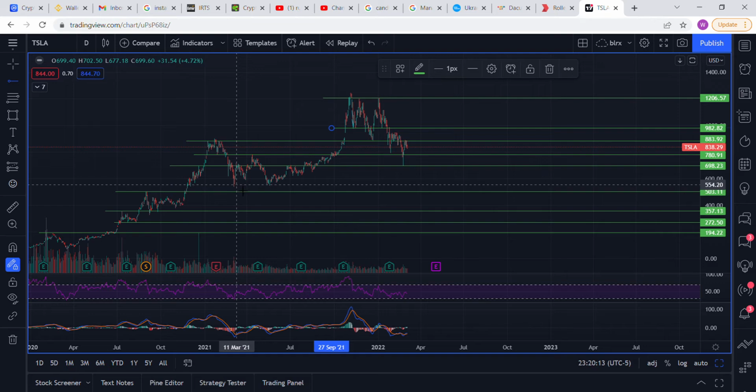Support can turn into resistance, and resistance can turn into support. If it breaks above the resistance line, then it turns into support. If it breaks below a support line, it turns into a resistance line. We can also draw one right here too, hitting right there, trading in that range.